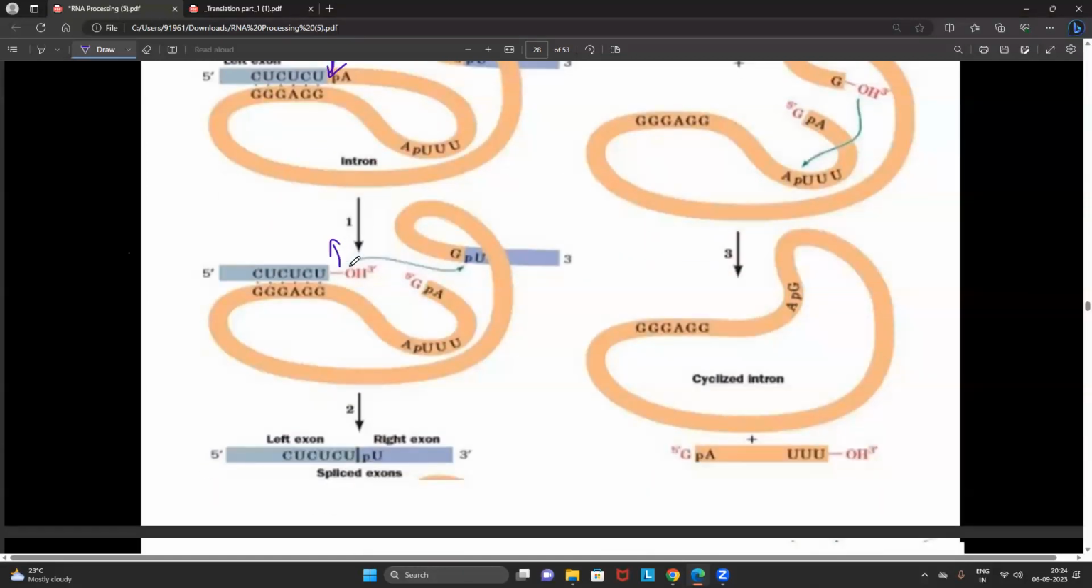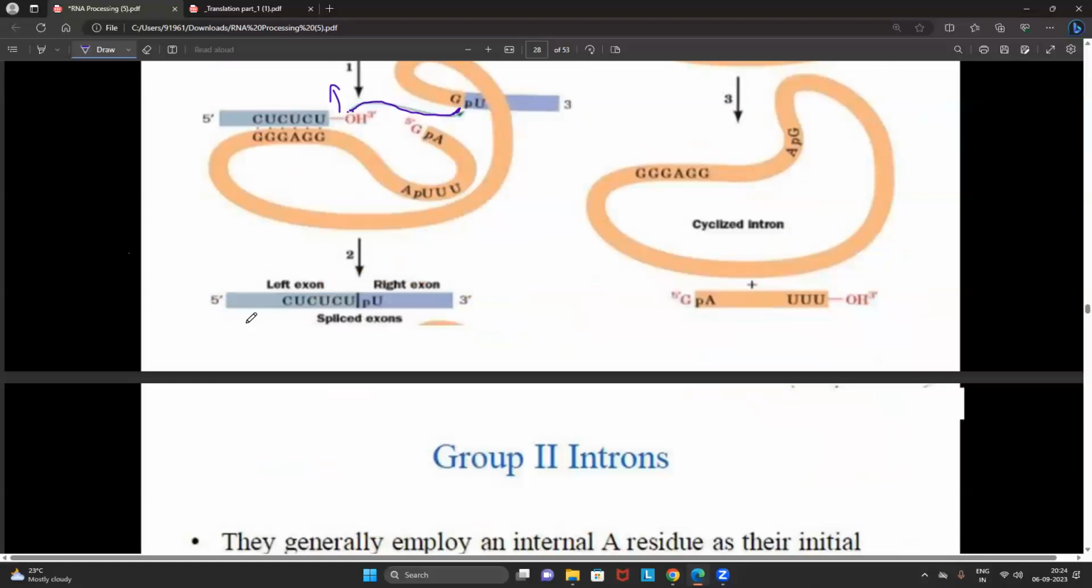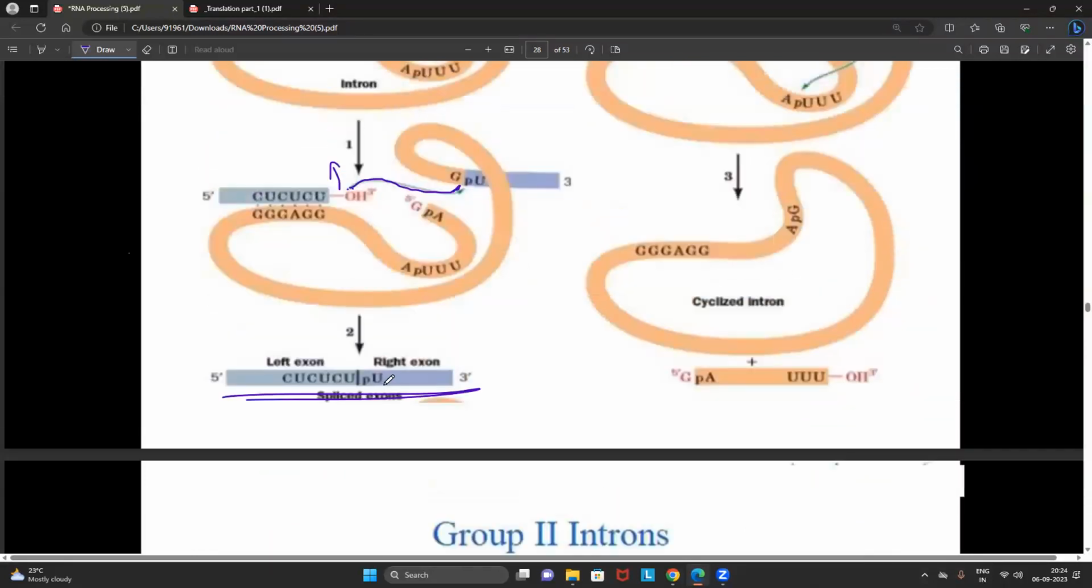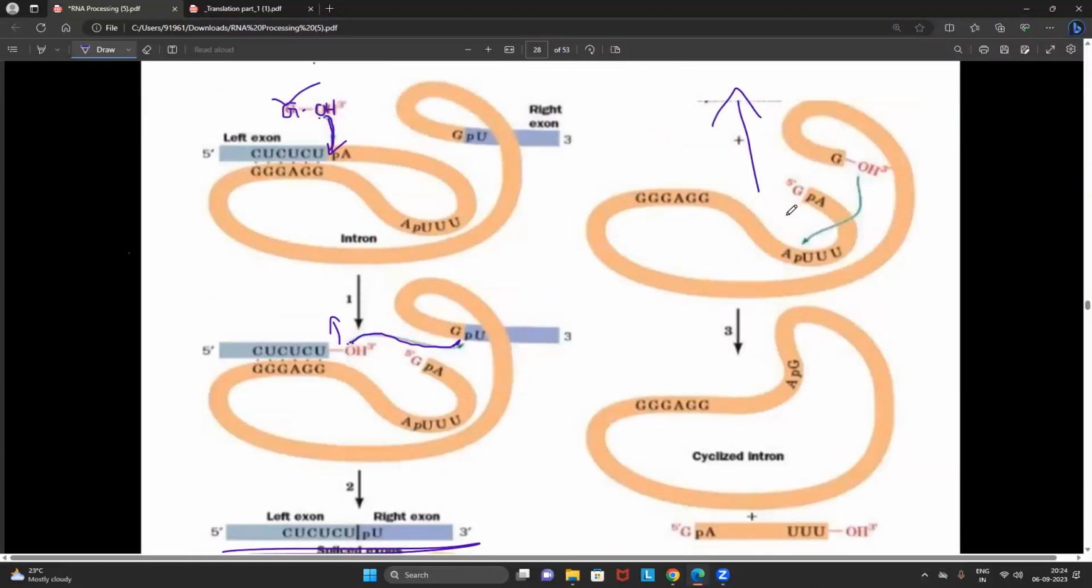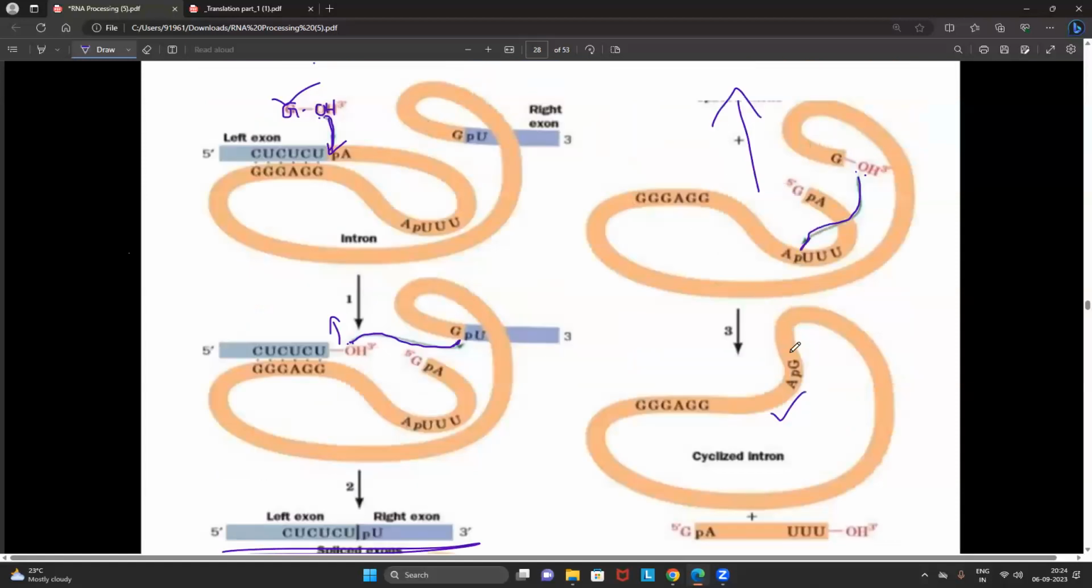And during the second transesterification, you only try to understand, again, this OH group will go and cut the phosphate group present at the 3' splice site. Then the intron will be removed and the two exons will be joined by the ligase. But the interesting point here: in the intron, again, there is an OH group, and that OH group will go and cut the phosphate group present within the intron itself. As a result, some intron comes out, and the remaining intron undergoes cyclization. You don't need to remember that.